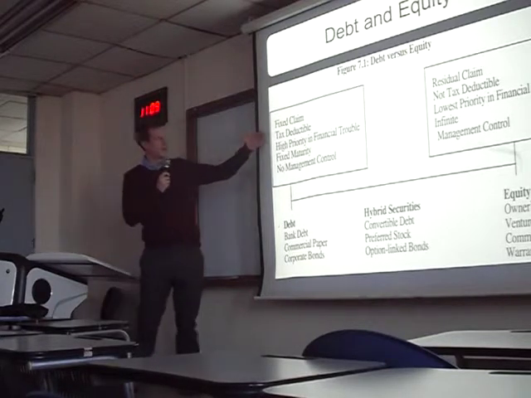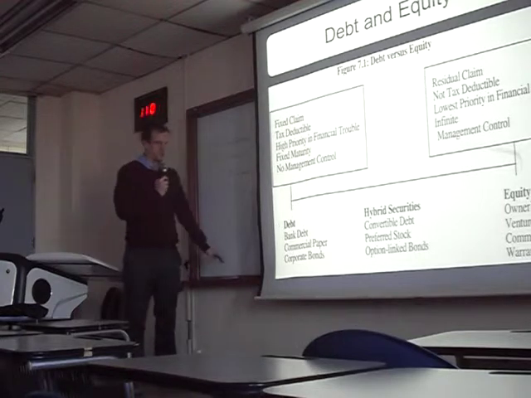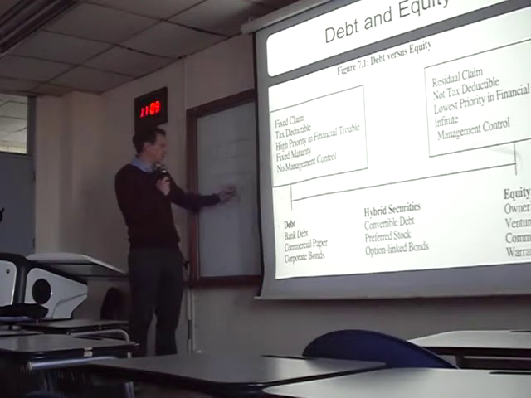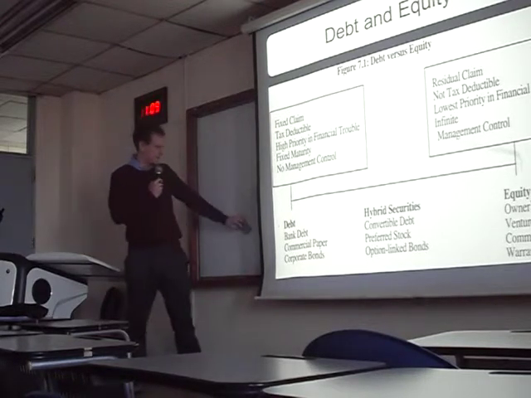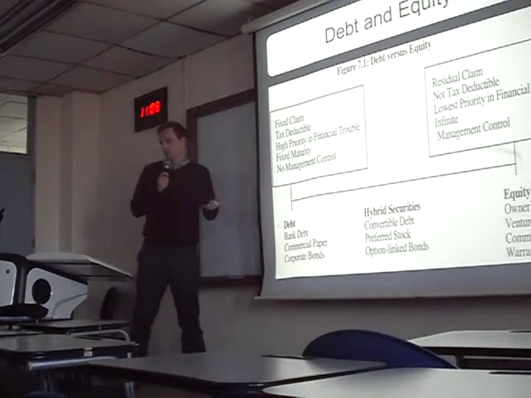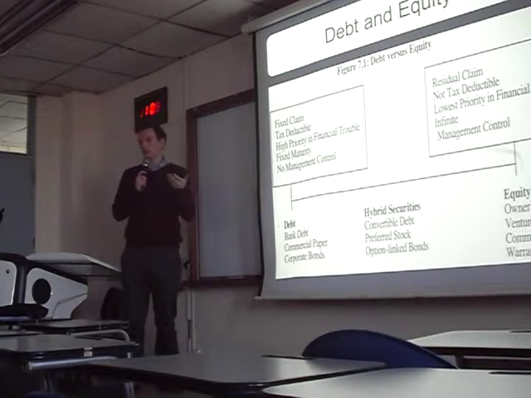Debt has a fixed claim. It means that the amount of money that we're going to get is fixed. It doesn't change, right? It is tax deductible. We'll talk about more later. Deductible means we can subtract or take away. We don't have to pay as much tax.